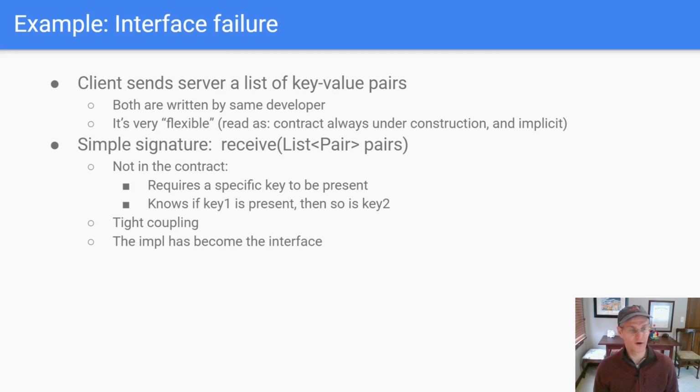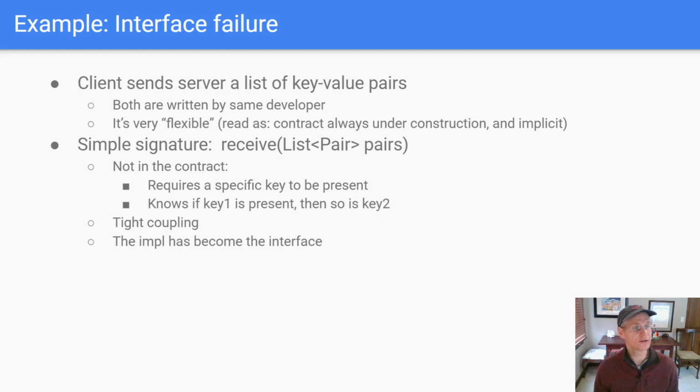This developer was very proud of the fact that this was a flexible design, that they could change what's in these key value pairs, and they didn't have to do any extra typing of, like, changing the method signatures or any of that kind of stuff, okay? Just put different things into the key value pairs. And the problem was that you can also read that flexibility as the contract was always in flux. It was always changing, and the developer actually hadn't really made any firm commitments to it.